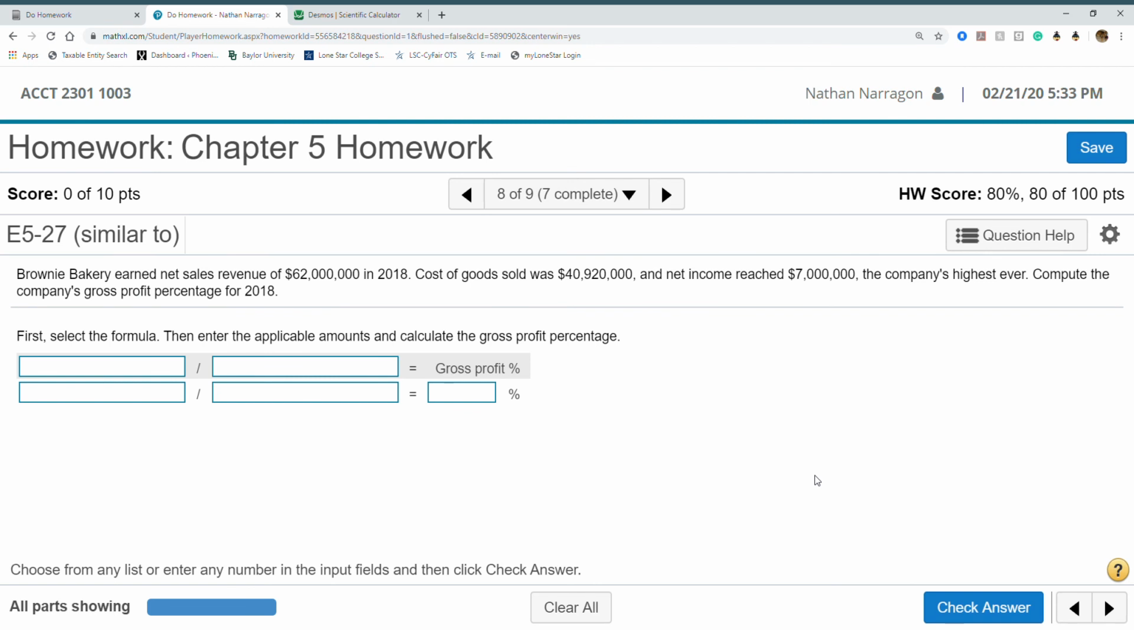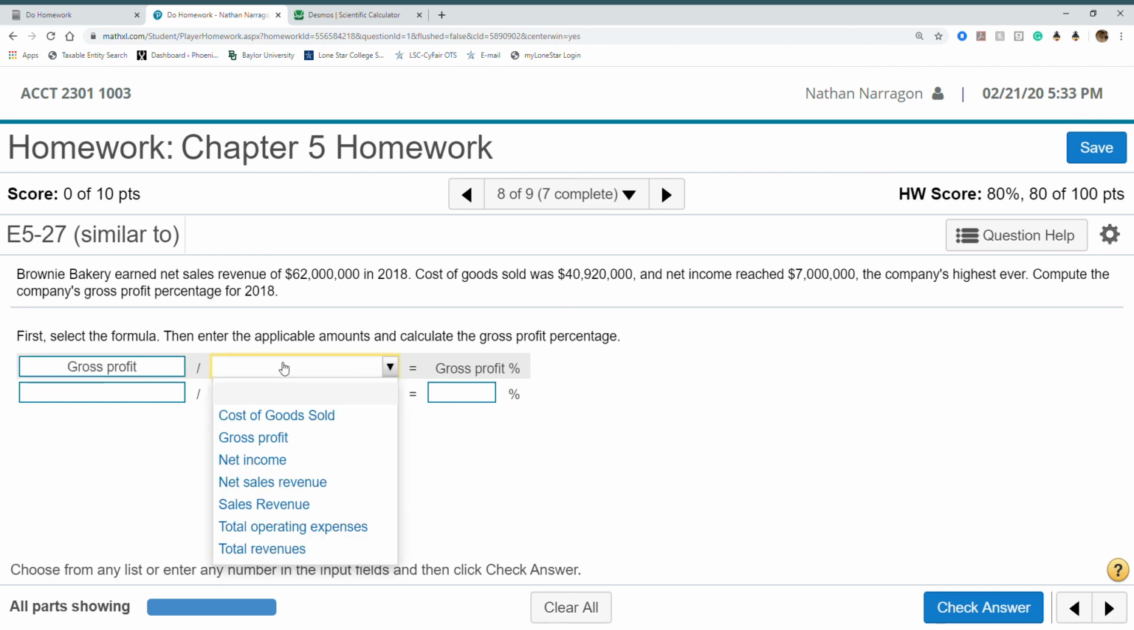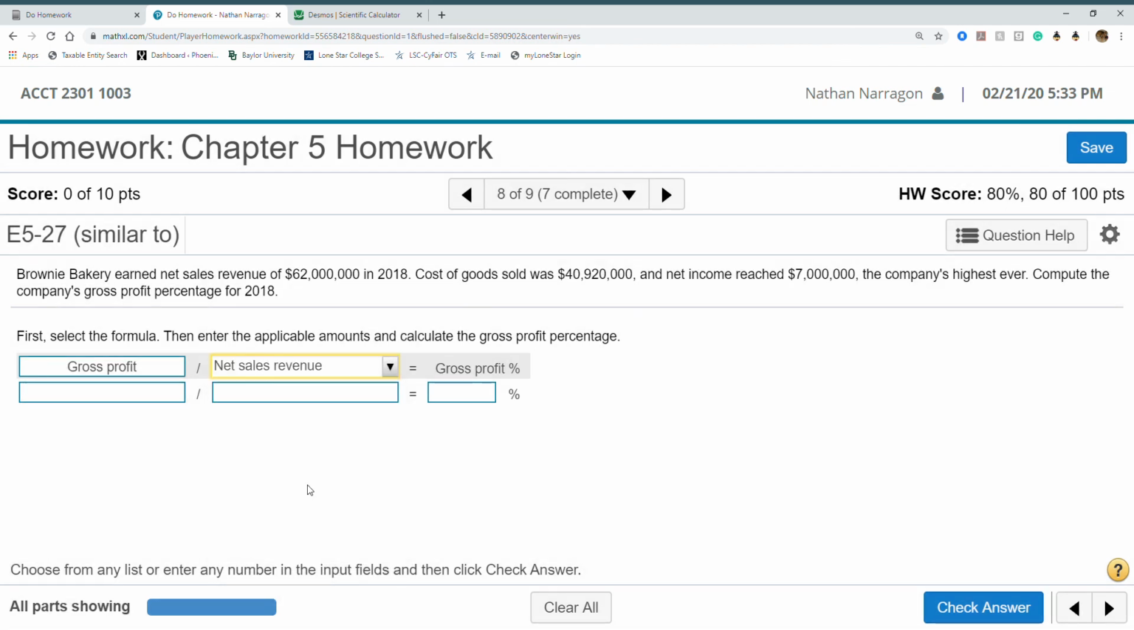Okay. So, next, Browning Bakery earned net sales revenue of 62 million in 2018. Cost of goods sold was 40,920,000, and net income reached was 7,000. So forth. So, company's highest ever. Compute the company's gross profit percentage for 2018. Okay. So, gross profit divided by net sales revenue.